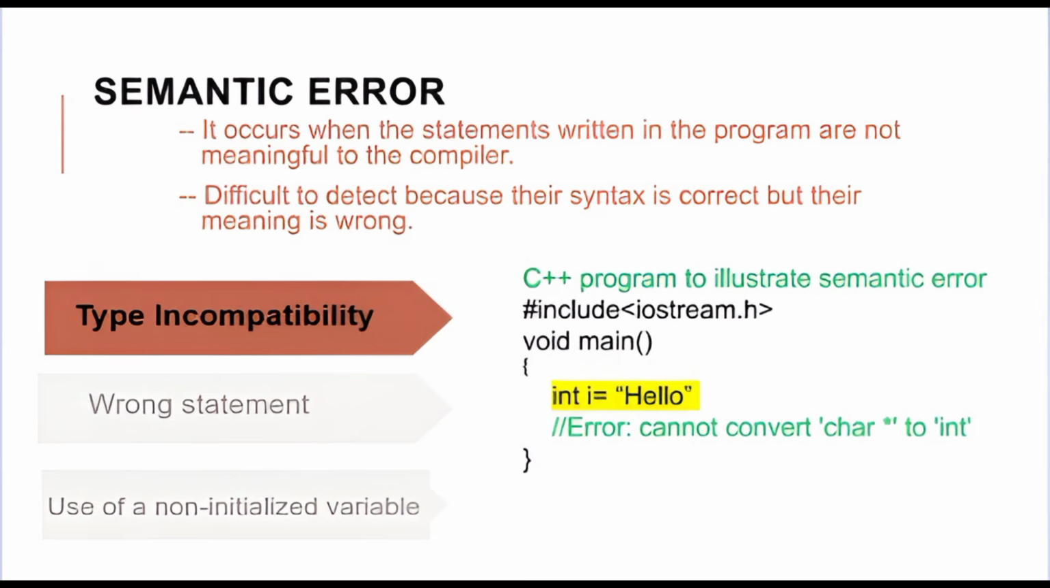Let's talk about another example, type incompatibility. You can see here that in an integer variable, a string value is assigned. So the assignment is correct, and the variable declaration is okay, but a string cannot be stored in an integer. So these are some examples of semantic error.